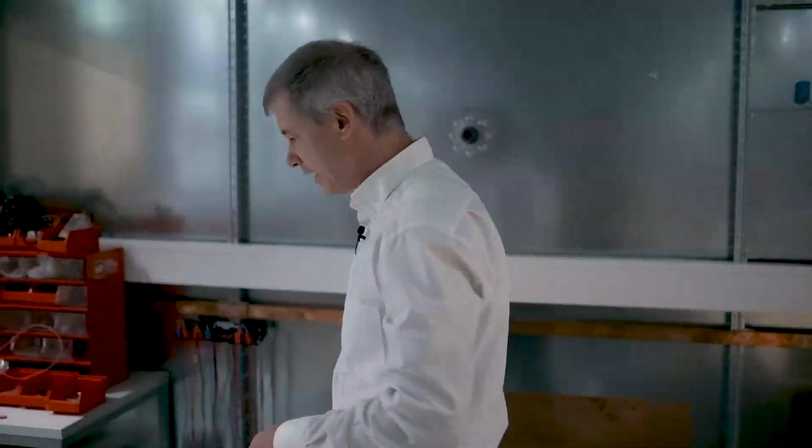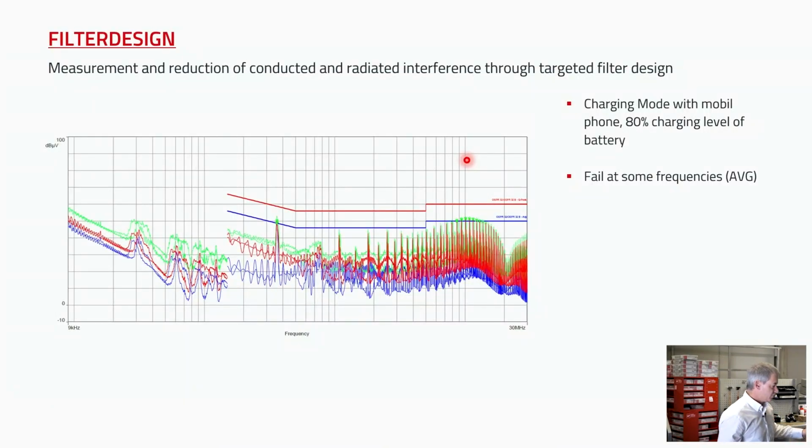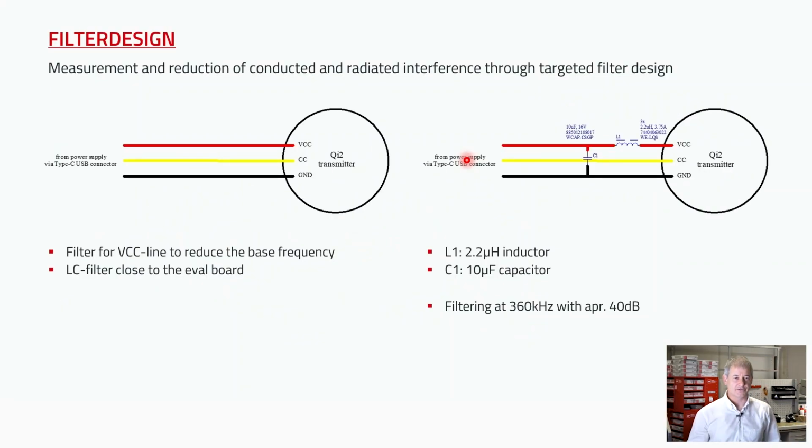And for this, we will go back. Close the door. For this, I have prepared some pictures. You can see here the LC filter. I take a 2.2 microhenry inductor and a 10 microfarad capacitor, which you can calculate by a formula at close to 36 kilohertz, and we get at 360 kilohertz approximately 40 dBs of attenuation. That's the plan.